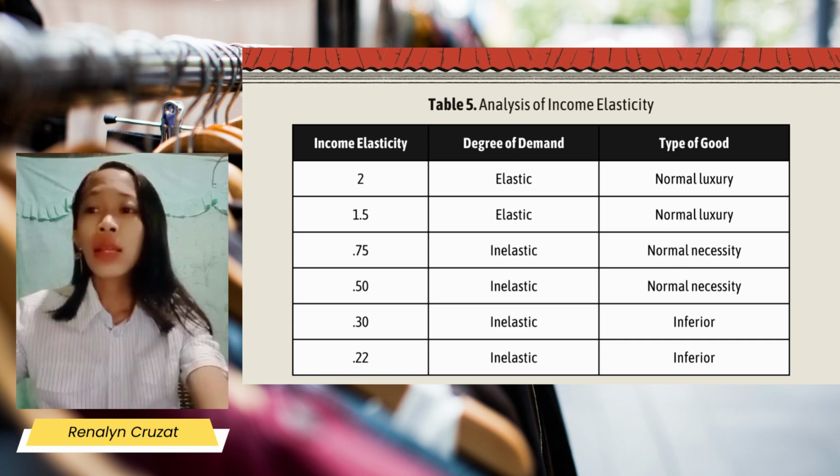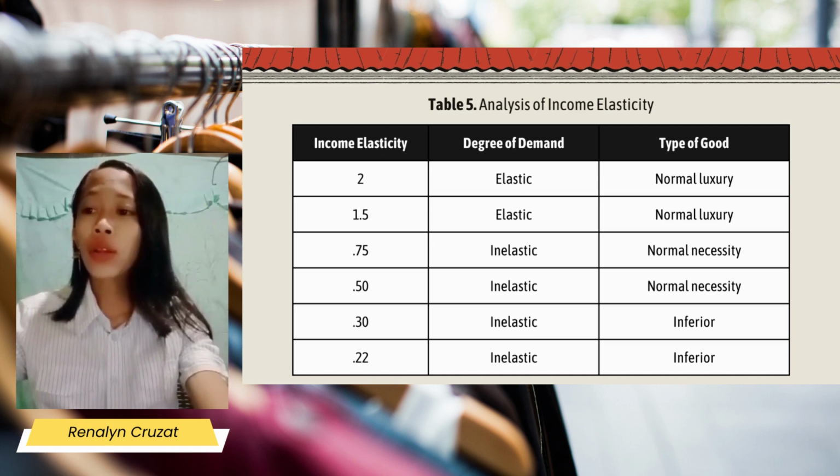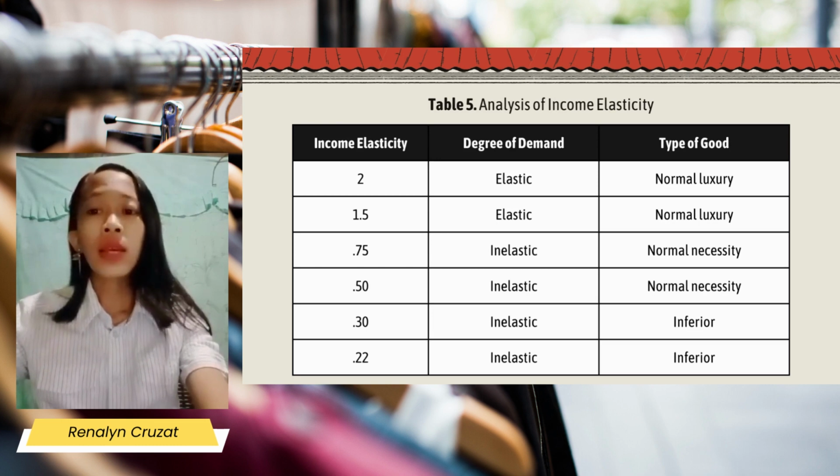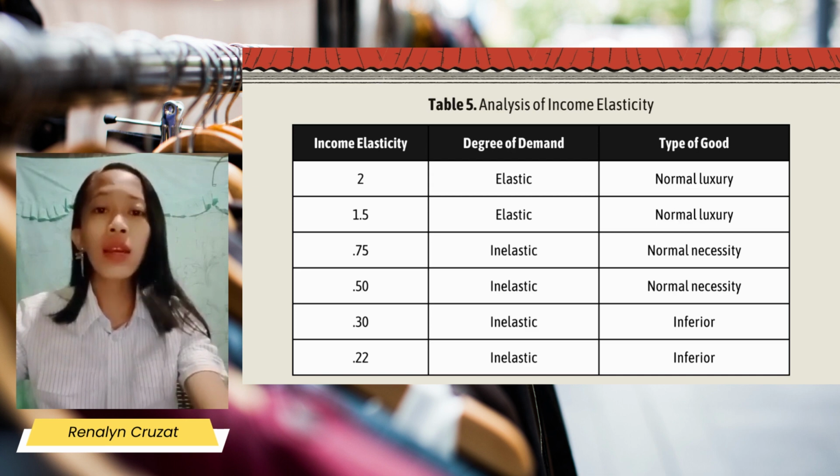0.75. Degree of demand is inelastic, normal necessity. 0.50 inelastic, normal necessity. 0.30 inelastic, inferior. 0.22 inelastic, inferior. So, kung mapapansin natin, dun sa income elasticity, is pababa siya. Kapag pababa yung income elasticity niya, yung degree of demand naman niya ay nagiging inelastic. At yung type of good niya is nagiging inferior.